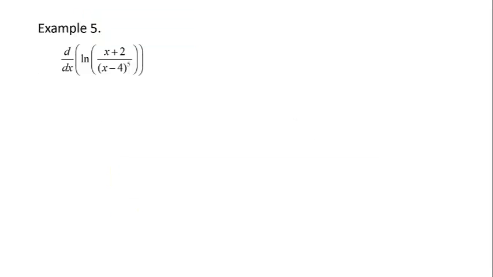To simplify, recall that logs can pull apart quotients using subtraction. So the natural log of x plus 2 divided by x minus 4 to the 5th equals the natural log of x plus 2 minus the natural log of x minus 4 to the 5th. We can go even further by moving the exponent 5 down in front of the natural log. This becomes the natural log of x plus 2 minus 5 times the natural log of x minus 4.